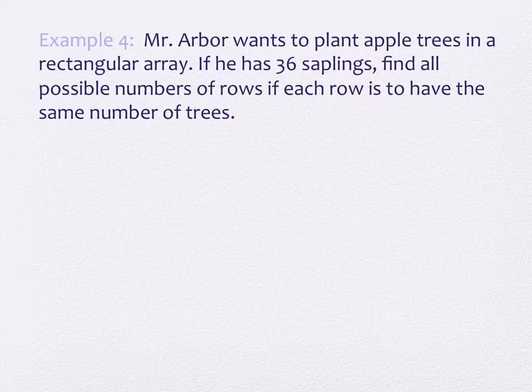All right. Mr. Arbor wants to plant apple trees in a rectangular array. We talked about that in the last chapter. If he has 36 saplings, find all possible numbers of rows if each row is to have the same number of trees. So can you picture what the problem is doing?